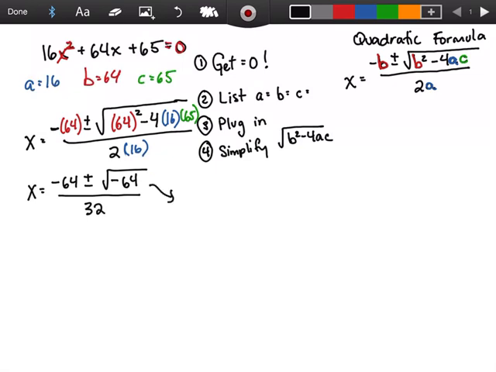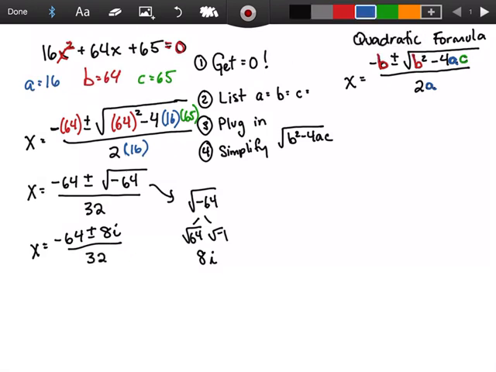Okay, this is going to be now what we learned about simplifying negative radicals. So 64 is a perfect square, so I just split it up. 64 and negative 1. The square root of 64 is 8, and we learned that the square root of negative 1 is represented by i. So I just rewrite this. Negative 64 plus or minus 8i over 32. And now we just want to separate, okay, because both of these get divided by 32. So we have negative 64 divided by 32, plus or minus 8i divided by 32.